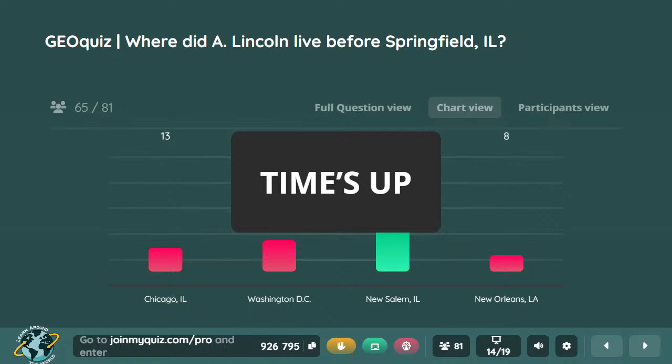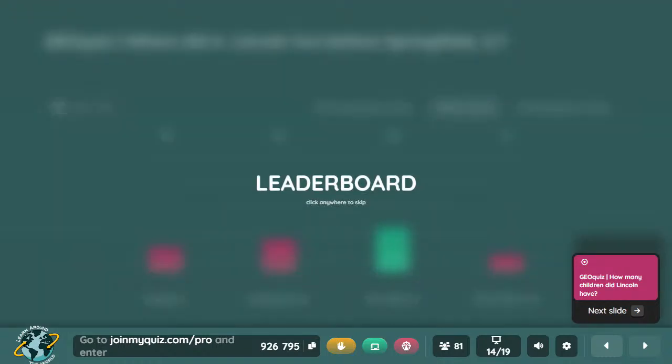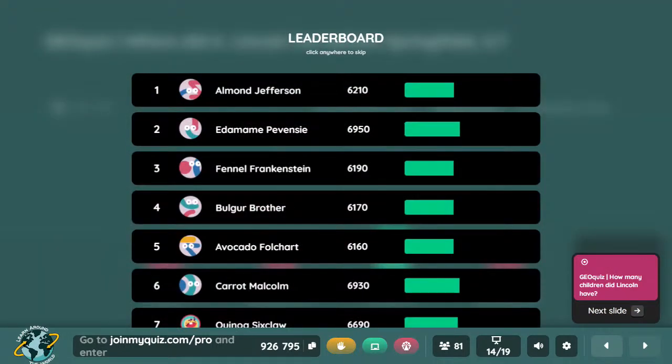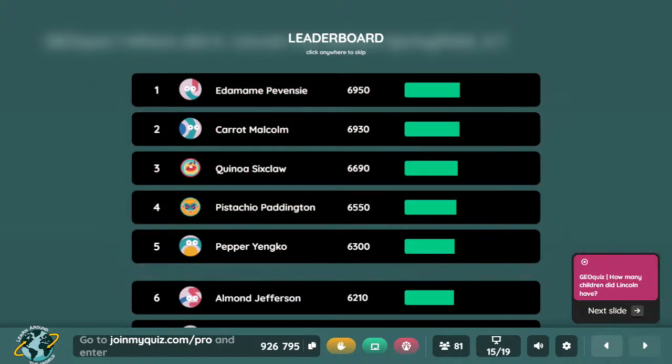All right, so it's New Salem. New Salem, Illinois is where he lived. It's no longer a town today. It's a state park. The town kind of died out, which is what a lot of towns did back then. All right, next question is, how many children did Abraham Lincoln have?